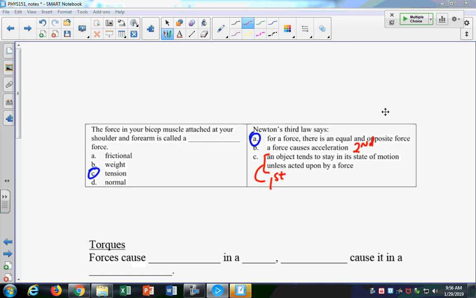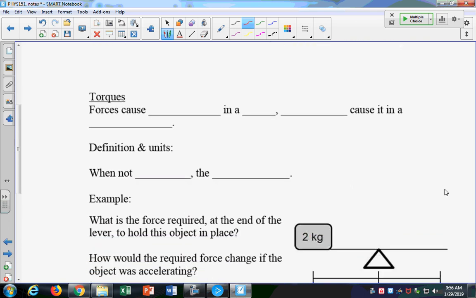All right, good job. Let's look at torques. Torques are pretty important to the body because there are a lot of different torques that apply in the body with muscles. And then also we see torques in a lot of human performance things, like lifting weights and physical things. Forces cause acceleration in a line.